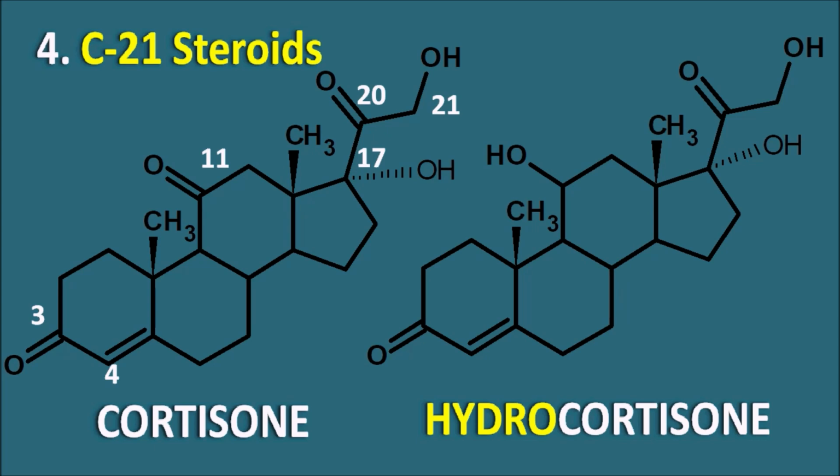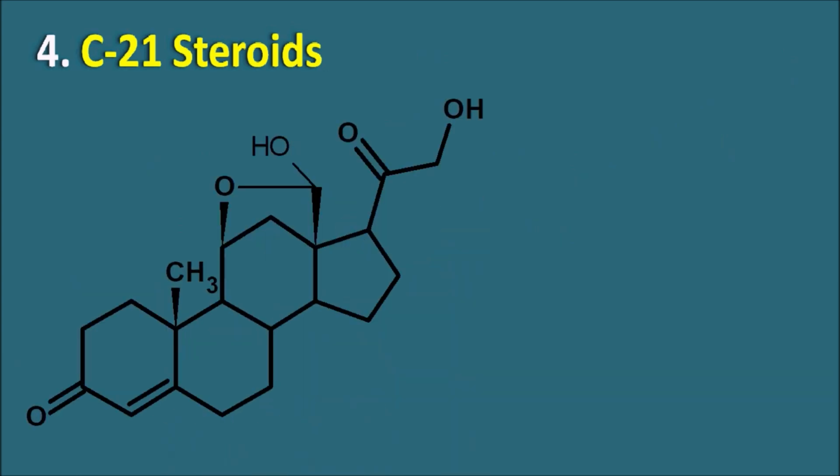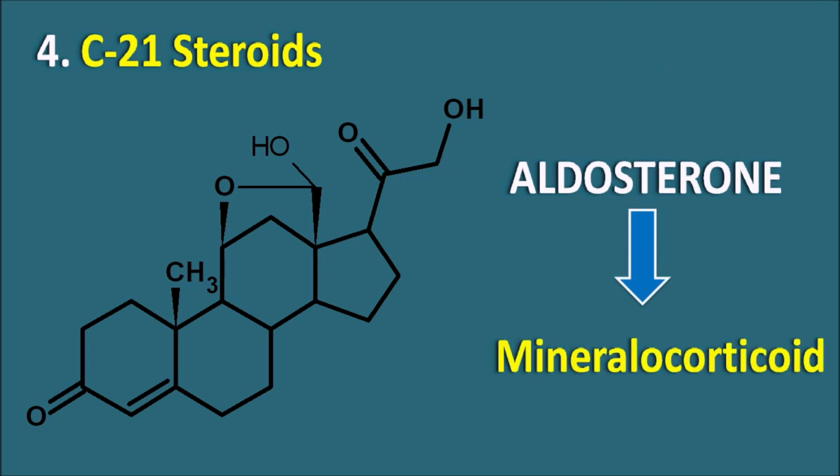You can observe here at the 11th position, the ketone group is converted to a hydroxyl group. So hydrocortisone is a reduced form of cortisone, where the ketone group at the 11th position is converted into a hydroxyl group. Similarly, another one is aldosterone. Aldosterone is one of the mineralocorticoids.